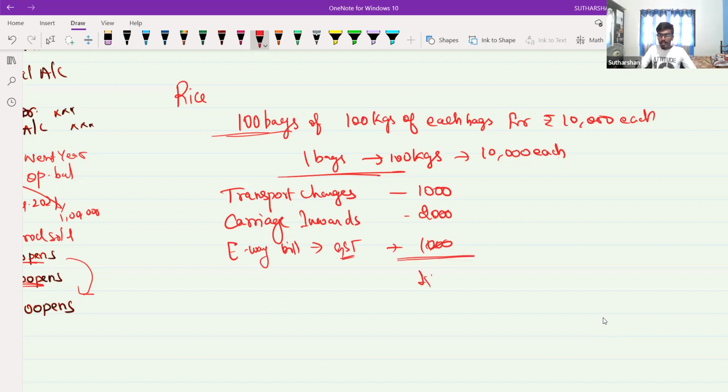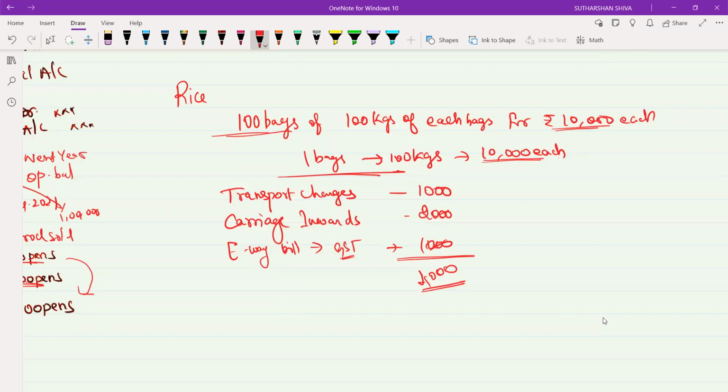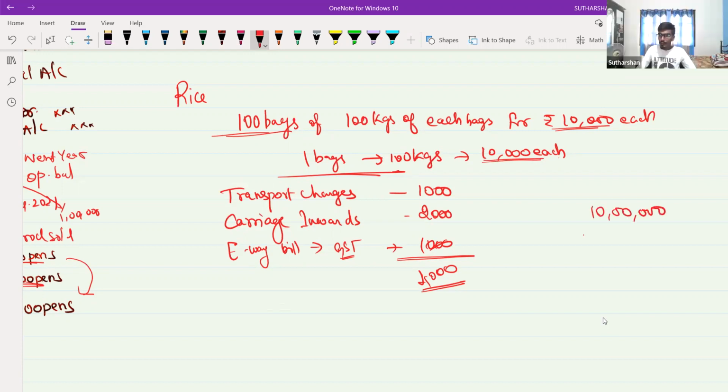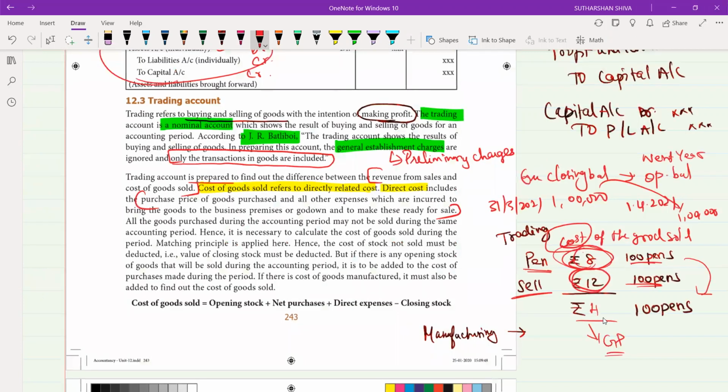4,000 I am incurring. Okay, one bag is 10,000, so 100 bags is how much? 10 lakh. Okay, 10 lakh plus 4,000 expenses I am incurring. So total I will write 10,04,000. I will treat it as a direct cost.